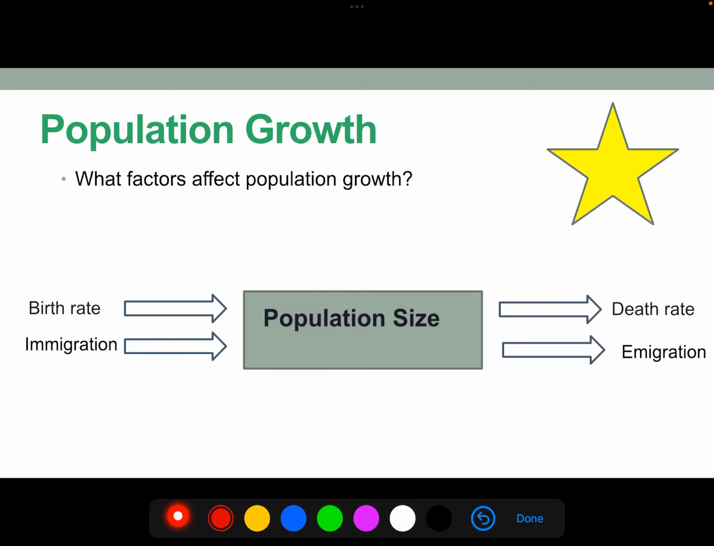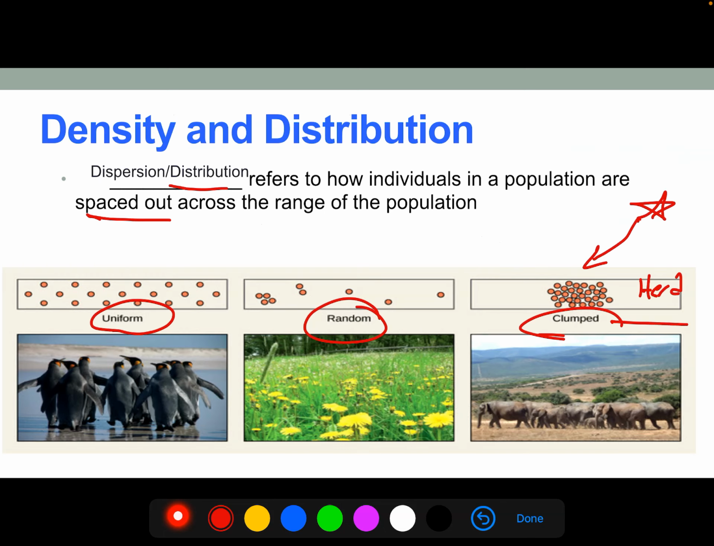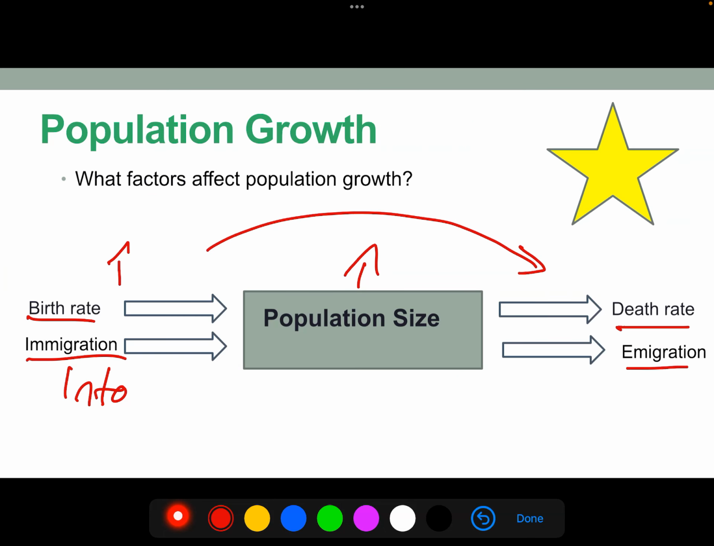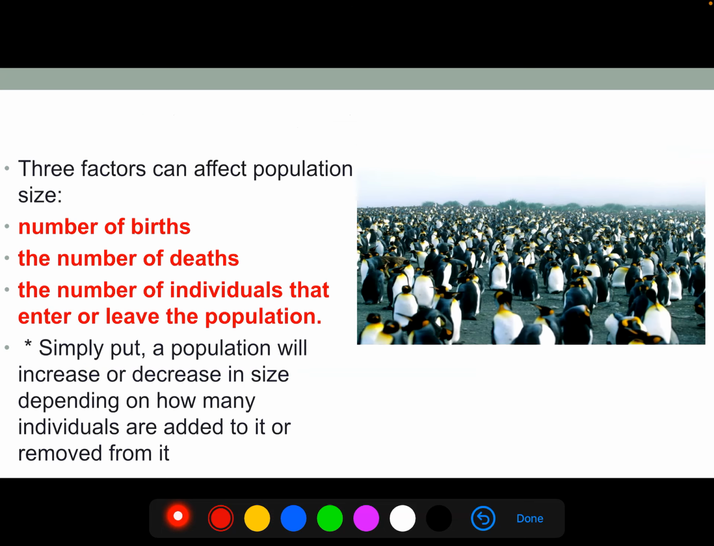And so what factors affect population growth? You can see the star, so it's important to think about. Well, population size increases if birth rate and immigration, which means coming into an area, go up and outnumber the death rate and emigration, which means to exit. This brings the population down, this brings the population up, but whichever one's greater will determine population size. Okay. Three factors: number of births, number of deaths, and the number of individuals that enter or leave.